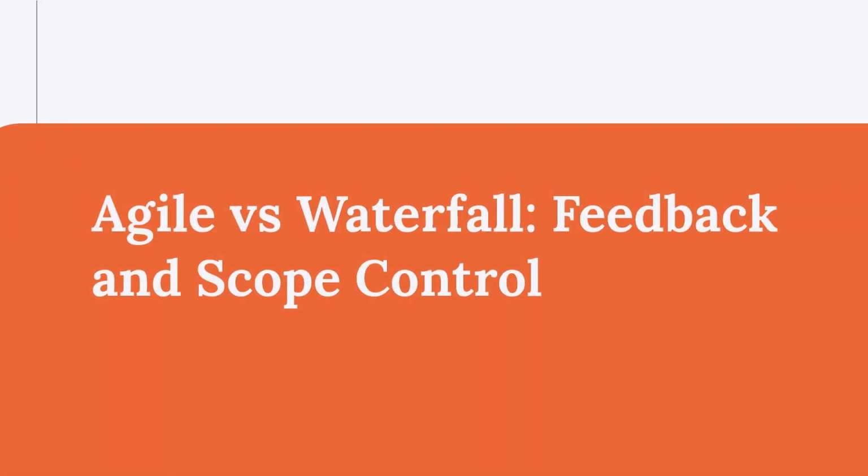Agile and waterfall methods differ in feedback and scope control. Agile is iterative, allowing for continuous feedback. Waterfall is linear, with defined phases and clear scope. Each method has its strengths and weaknesses. Understanding these differences is crucial for effective requirements management.